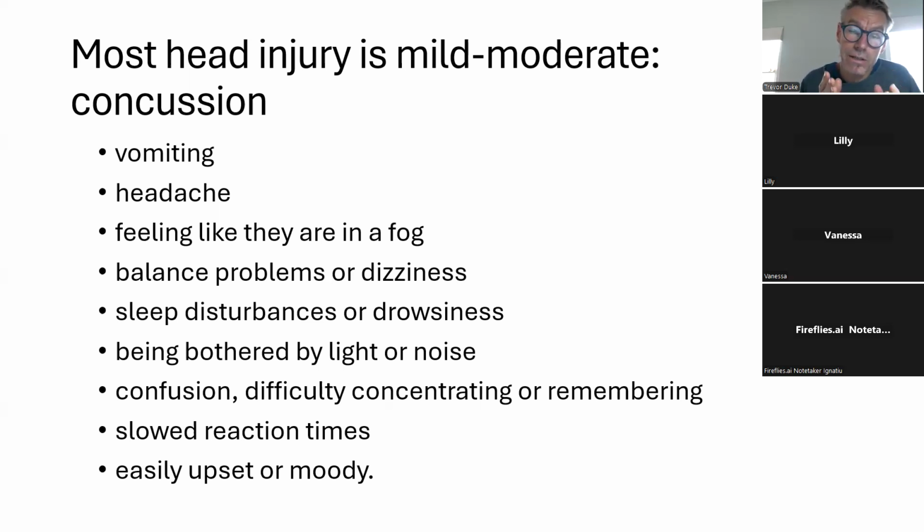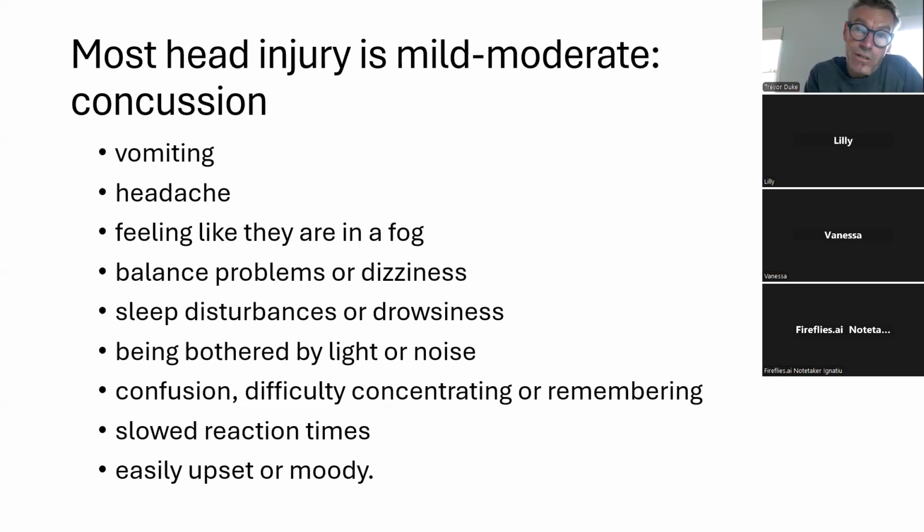They'll simply have the features of concussion. Vomiting is common, and children often have a headache. They may feel like they're in a bit of a fog. If they're old enough to be thinking normally, they may not feel like they're thinking normally. They've had a knock to the head and they're just not thinking right. They may have balance problems or dizziness. They may be quite bothered by light or noise. They may feel a bit confused, or if they go to school, they may have difficulty concentrating or remembering things. That's very common in children with concussion, and it can last for several weeks.